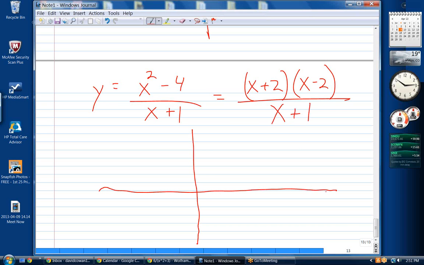Vertical asymptote? 1 or negative 1? Negative 1. There's no horizontal asymptote. When the power of the variable is higher in the numerator than it is in the denominator, you might have an oblique asymptote, which you do whenever it's exactly 1 higher, and the equation of the oblique asymptote is what you get when you divide that into it. And what we got was x minus 1.